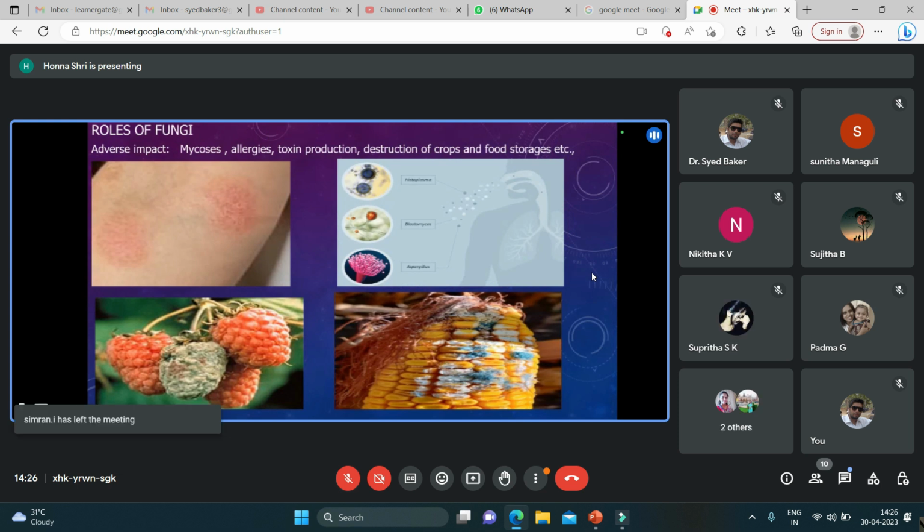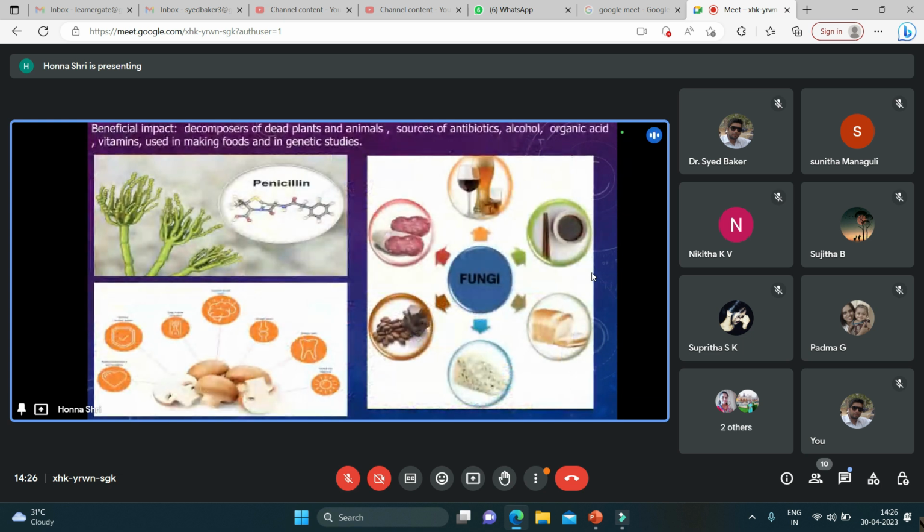The adverse impact of fungi: they cause mycosis, allergies, toxin production, and they even destroy crops and food storages, etc. And a few beneficial impacts of fungi are that they are the decomposers of dead plants and animals in the environment. They are one of the important sources of antibiotics. And we can make alcohols, organic acids and vitamins, used in making food and even in genetic studies.